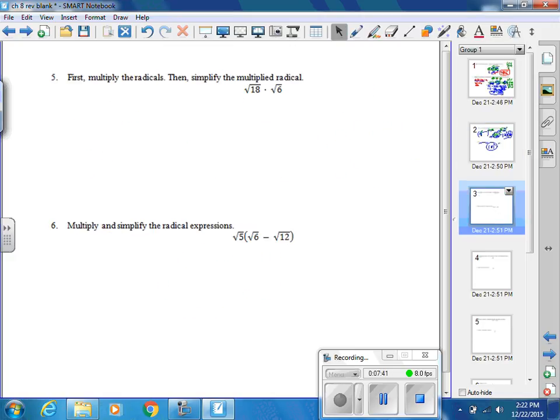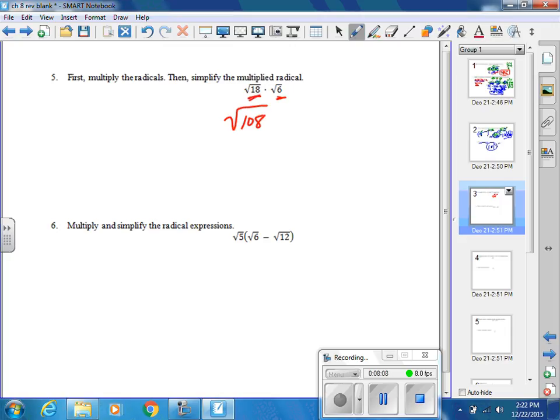Now here's this: first multiply the radicals, then simplify the multiplied radical. So again, what I want to do is I can go ahead and multiply them together and then break it down. Or you can do it the other way. I know it says for us to do it this way. So what I want to do is find out what is 18 times 6, which is 108. So I now have the square root of 108, okay?